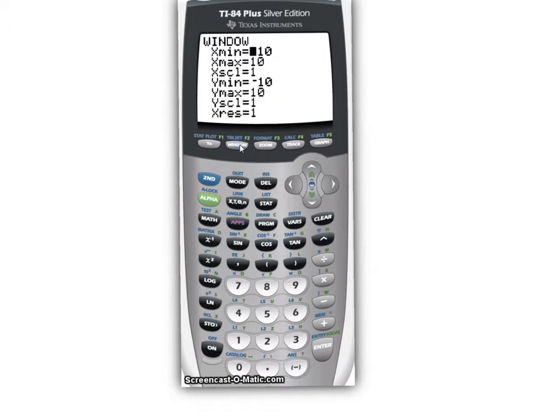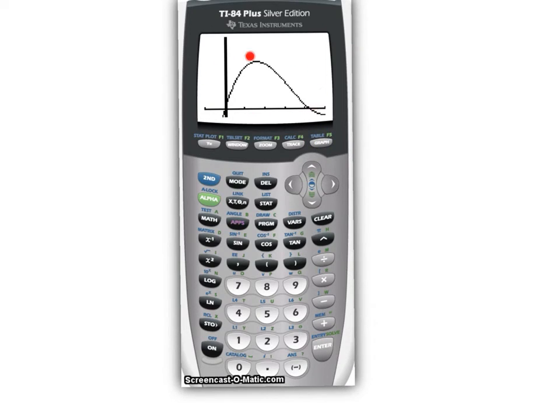The default window in this calculator does not work well for us to see the graph, so we must change the window according to the practical domain and range that we are interested in. Under Window, we change the xmin and xmax values to numbers that will include our practical domain. We must also change the ymin and ymax values to numbers that will include our range. Now we can see the graph of our function more appropriately.